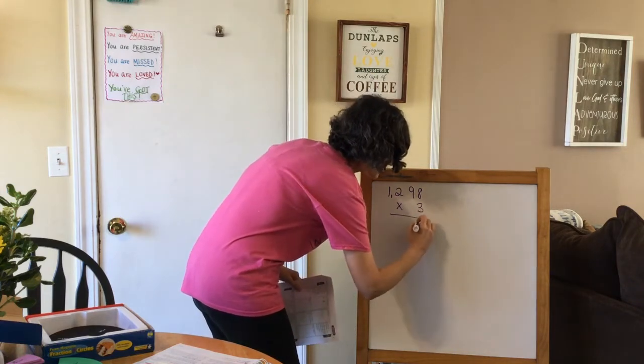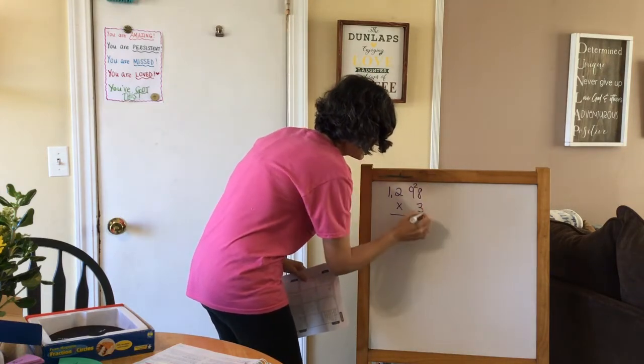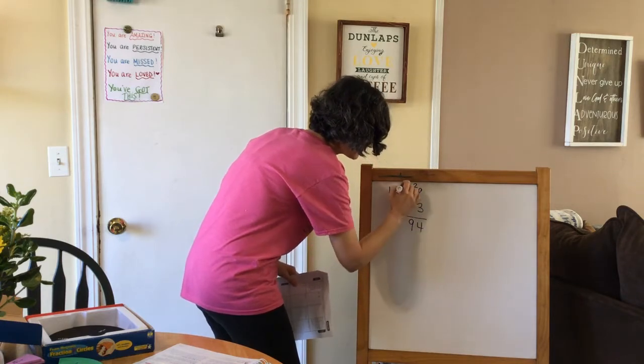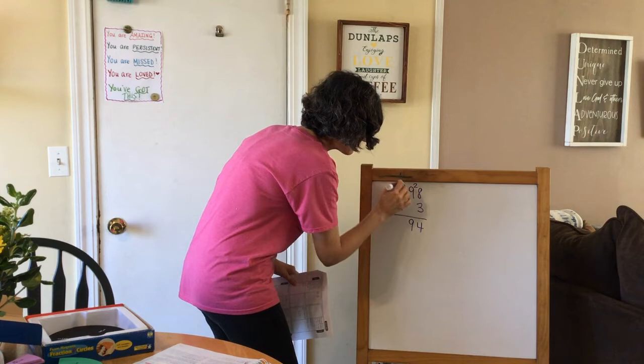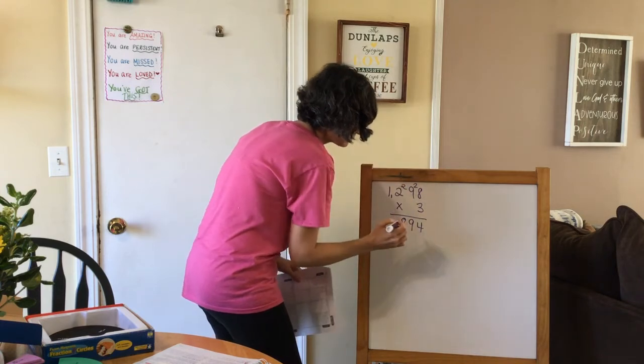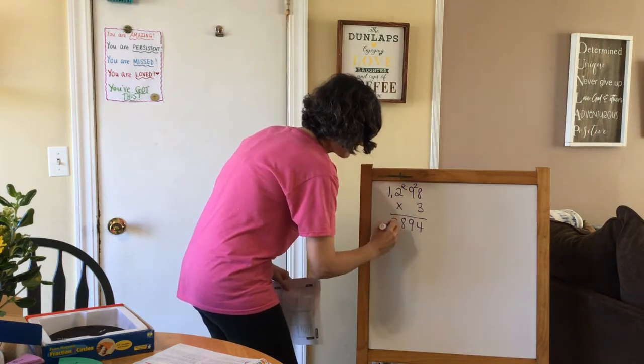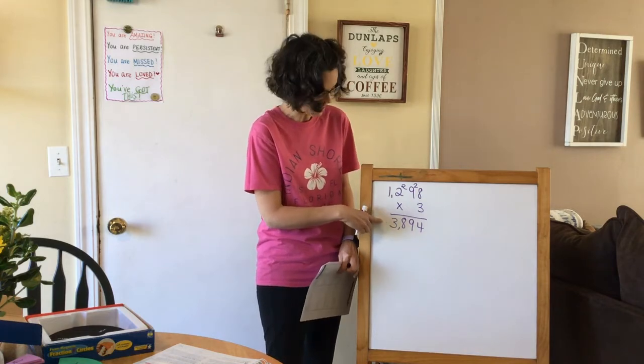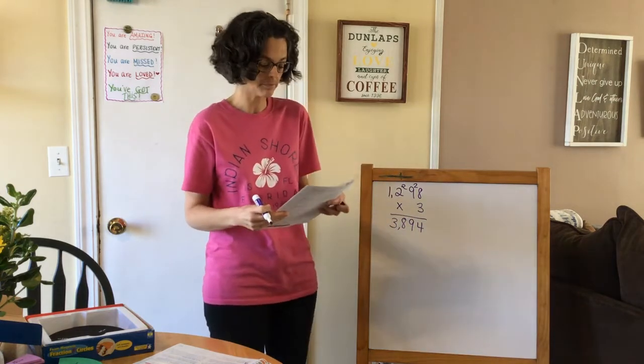So 3 times 8 is 24. I need to regroup my 2. 3 times 9 is 27, plus 2 more is 29. 3 times 2 is 6, plus 2 is 8. And 3 times 1 is 3. So my product is 3,894. He gave away 3,894 flags that day.